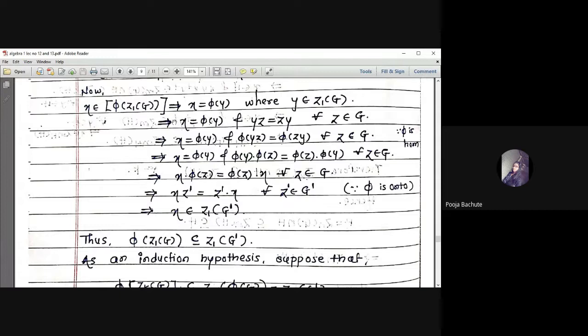Okay, it implies that X is equal to phi of Y and Y belongs to Z1 of G. It means that Y commutes with all the elements of G. Taking Z1 of G is equal to Z. First center Z1 of G is nothing but Z of G.